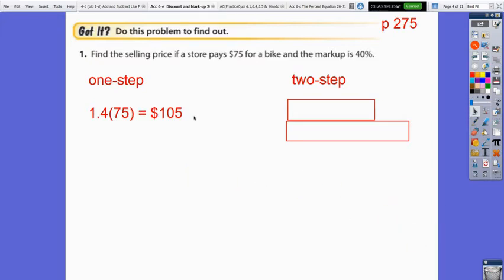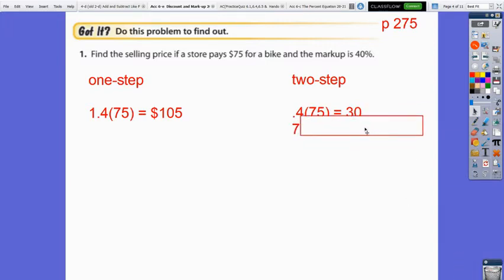If you don't like the one-step method, you're not comfortable with that, you can figure the markup. What's 40% of $75? 0.4 times 75 is $30. And then you add that to the price that the store pays, the wholesale price. And that also comes out to $105. So it doesn't matter which method you use here. Either way, you get the same answer. So that's markup. Markup is calculated exactly the same as sales tax is added on, except the percentages are going to be way higher than tax percentages.